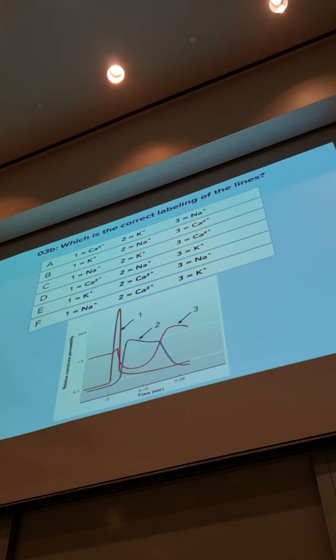So the correct answer here is what? Which one? If number 1 is sodium, it's either C or F, right? From there, it just gets worse, right? So it's calcium then potassium. You notice potassium doing something weird there? Anybody thought that was kind of strange?